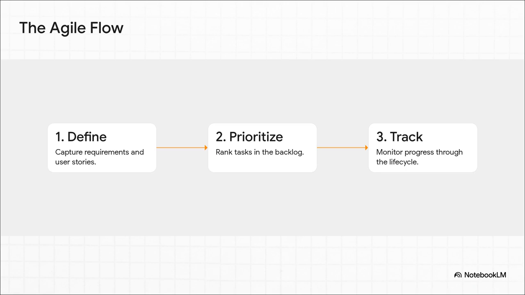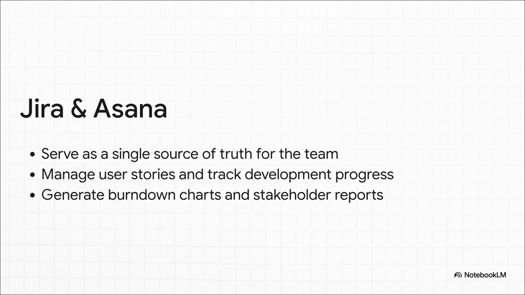super powerful loop. You define the work in little chunks called user stories, you prioritize them in a backlog so you're always building the most valuable thing first, and then you track them obsessively as they move toward being done. And this is exactly where the agile powerhouses Jira and Asana come into play. These tools become the single source of truth for the entire team. They're where you manage every single user story, track progress visually on a board, and generate those crucial reports, like burn-down charts that tell you if you're on schedule, to keep all your stakeholders in the loop. For a modern BA, knowing one of these tools inside and out is pretty much non-negotiable.